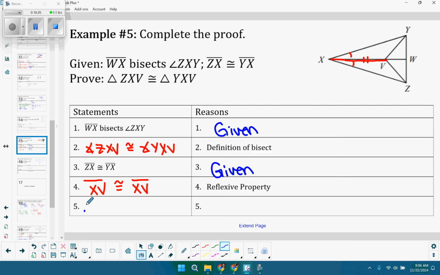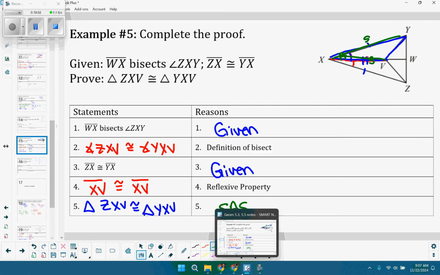And my last thing will be to say the triangles are congruent. Triangle ZXV congruent to triangle YXV. There is something we haven't marked yet in this picture, and that was our other given. ZX was congruent to XY. So now in the triangle I have here, I have this side, I have this side, and I have this curve for an angle, and connecting those two S's pointed at the A, so that would be SAS.